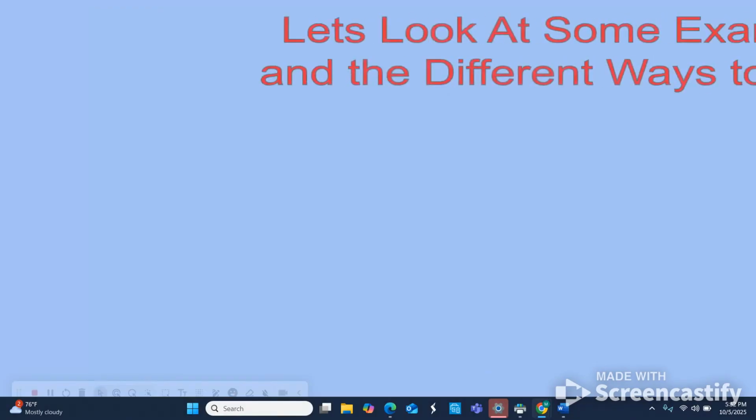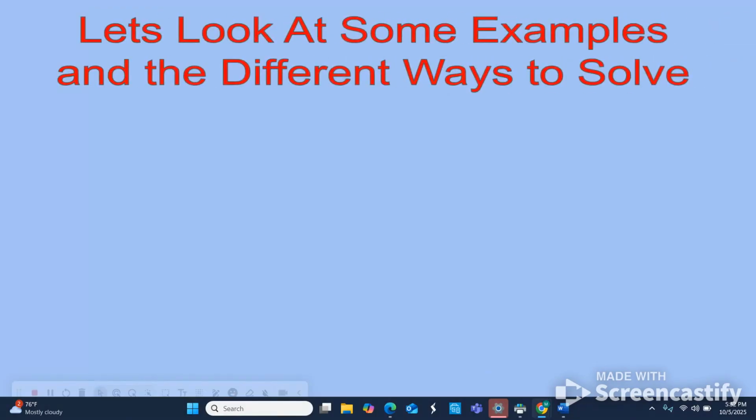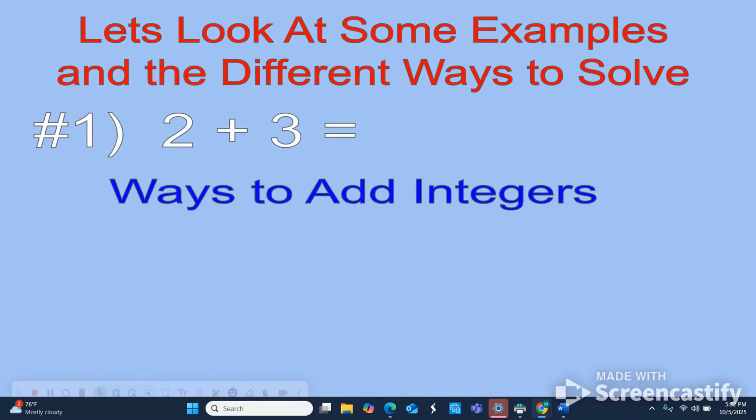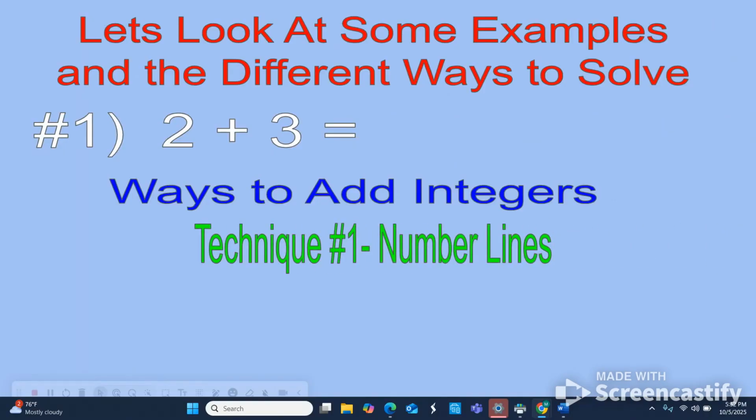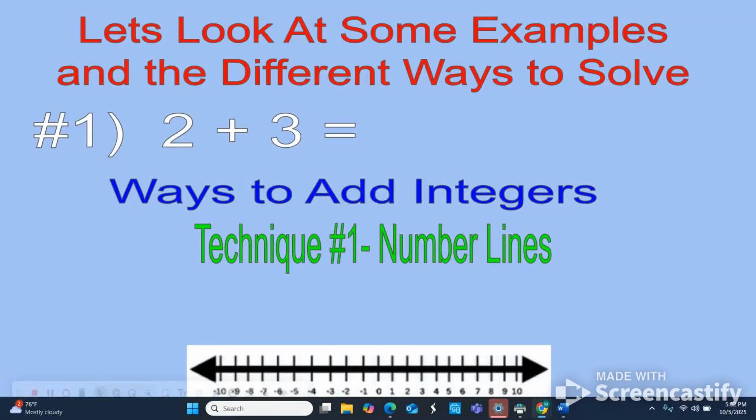Okay, so if I start to look at some different examples of ways to add integers together, let's start with one we already know the answer to. We already know 2 plus 3 equals 5. I'm going to use one we already know to show you how this works. There's one technique we can use, which is using a number line to add integers. A number line is this down here where we just have numbers on a line. Each tick mark represents a certain number.